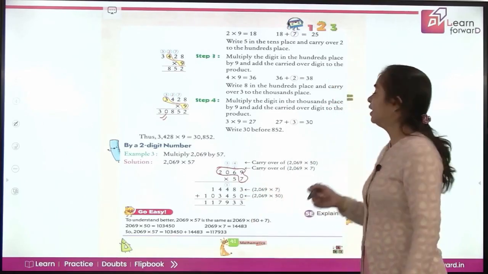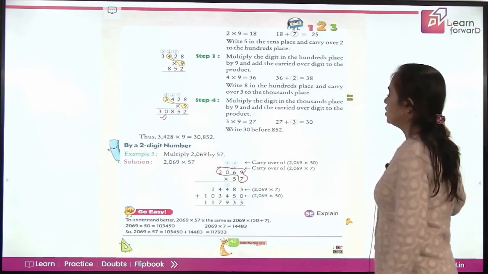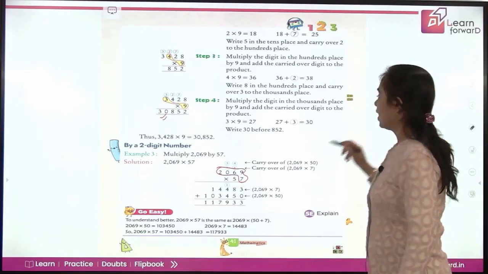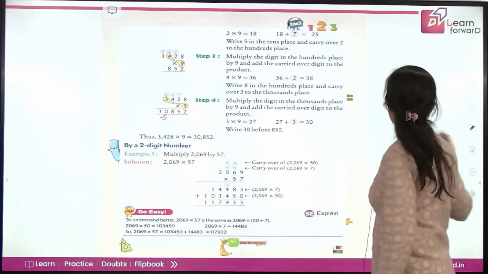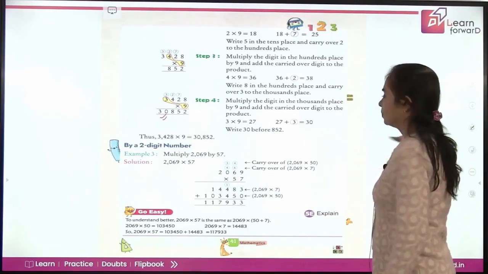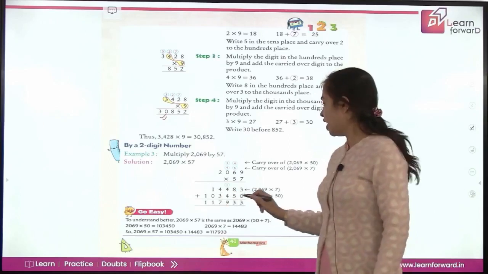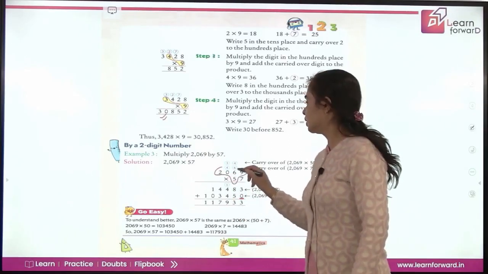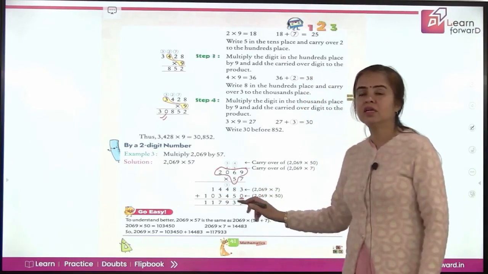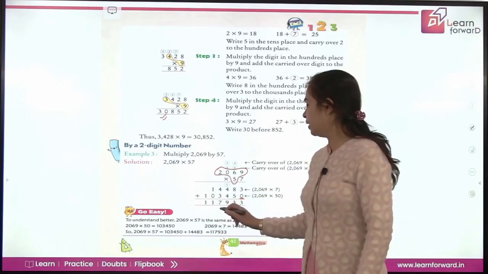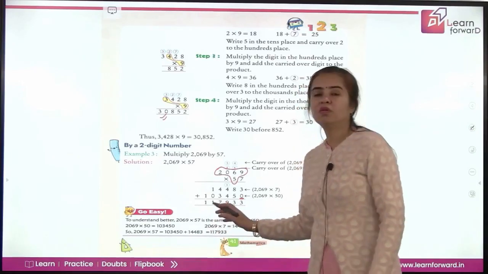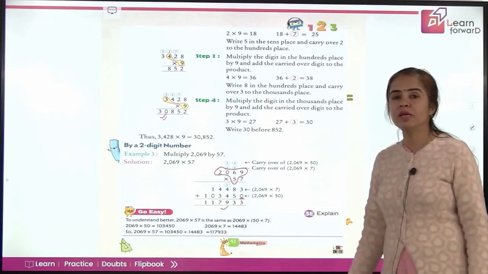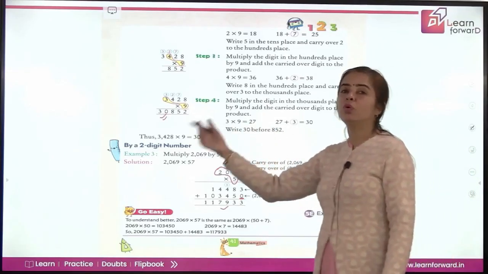Before moving ahead with the second digit, you will first put a 0 in the next step. So, my next multiplication will be by 5, before which I will first put a 0 here and then do this multiplication, children. I get this. Now, I have 2 products. I'll be adding them and I get my answer 117,933.